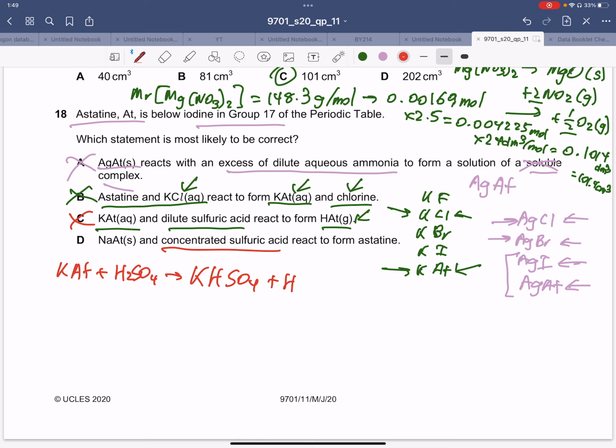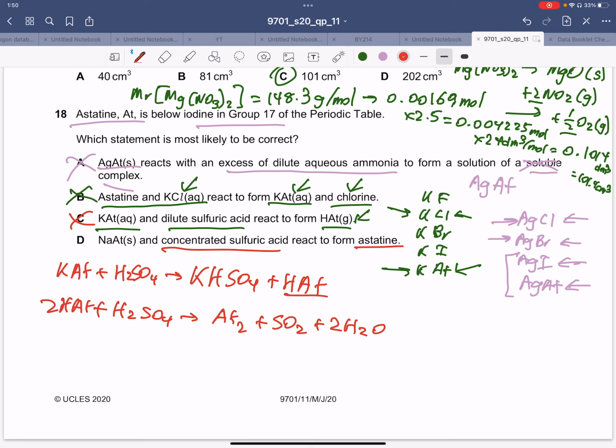KHSO4 plus HAt. And you might say, okay, nice, but we're finding astatine here. So how would that work? Well, actually, this HAt right here will react in another reaction. So HAt, we actually need 2 moles of it, plus H2SO4 will react to form elemental astatine, and since it's a halogen, it actually forms a diatomic gas, plus sulfur dioxide, SO2, and 2 moles of water, like that.